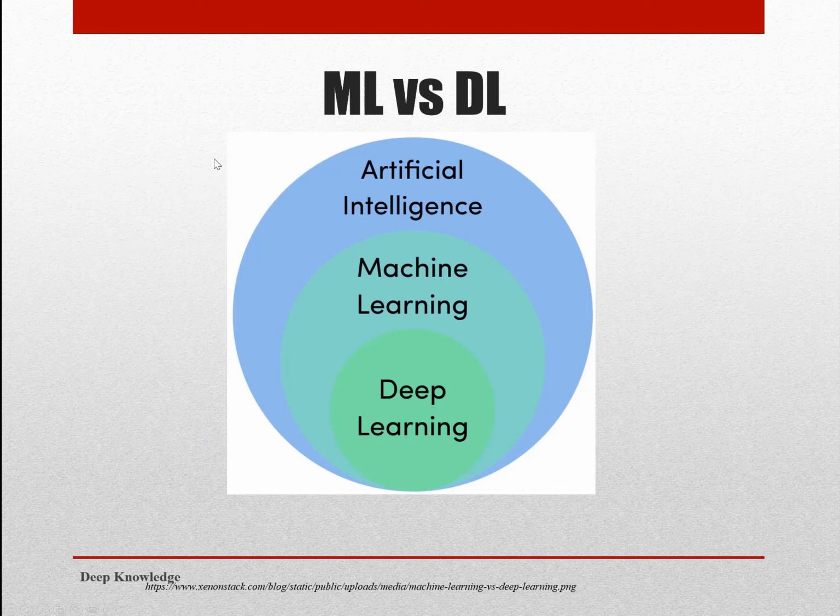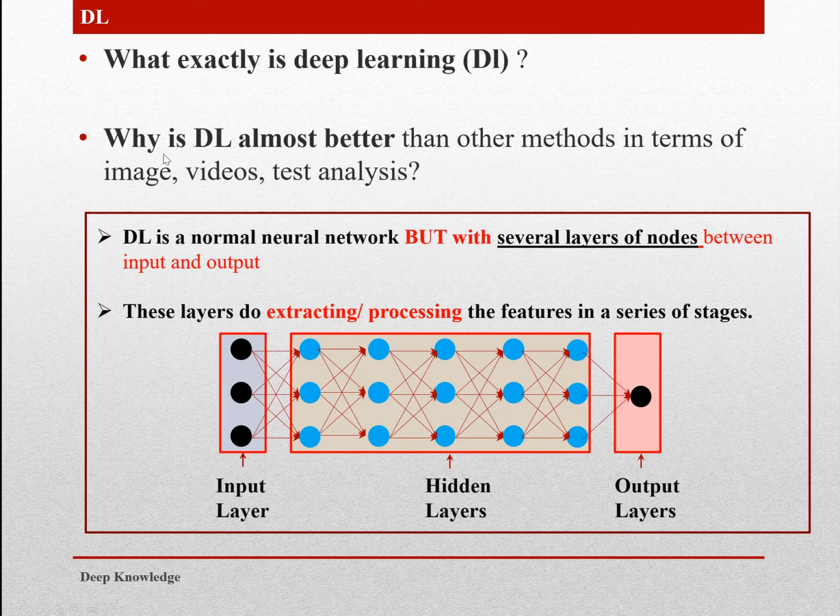Some people are confused between machine learning and deep learning. Deep learning is indeed a part of machine learning. As you might know, deep learning is a neural network, and a neural network is a type of machine learning algorithm. So what is deep learning? It's a normal neural network, which I think you have already seen, but with several layers between input and output. Deep learning means you have many hidden layers. For instance, in this example, we have five hidden layers.